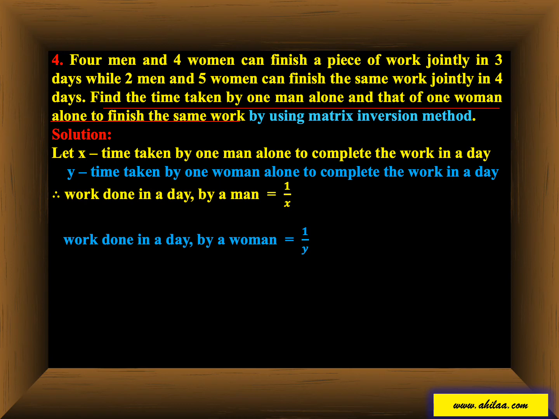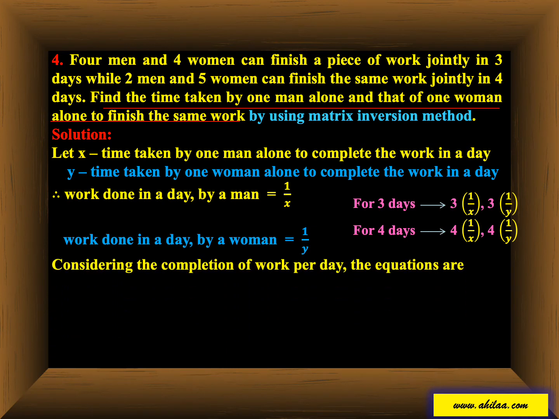So this 1 by x and 1 by y are the work done in a day by a man and woman respectively. Here in the question they have mentioned 3 days and 4 days, no? So just by multiplying by 3 and 4 we will be getting the work done for that particular number of days. So for 3 days means we need to multiply by 3. 3 into 1 by x, 3 into 1 by y. For 4 days means multiply by 4. So 4 into 1 by x and 4 into 1 by y. Considering the completion of work per day, the equations are.